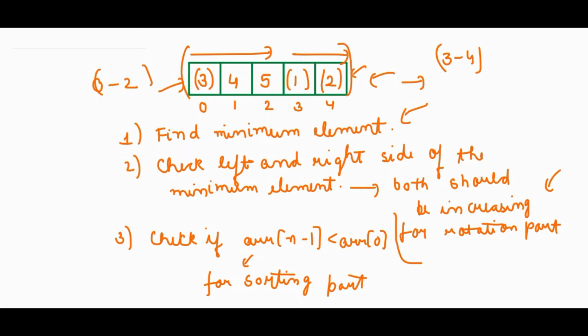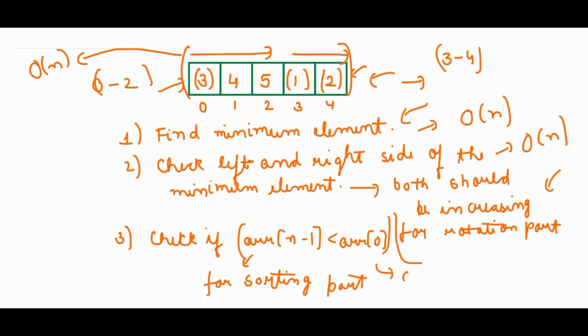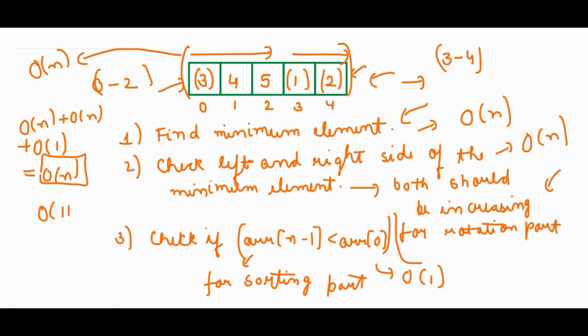Now let's see the time complexity for this approach. So it will be big O of n, because first we are finding the minimum element, which will take big O of n time, and to check the left and the right side of the minimum element, whether they are increasing, will also take big O of n time, and to check this condition, it will take only big O of 1 time. So the total time complexity will be big O of n plus big O of n plus big O of 1. So it will be big O of n only. Okay, because we are not using any extra space.